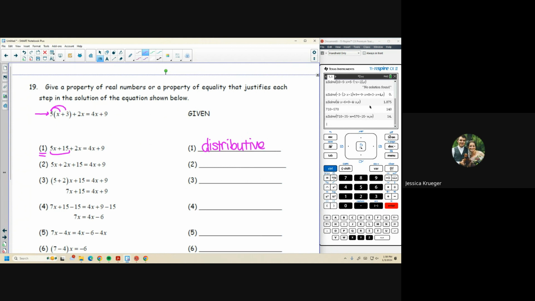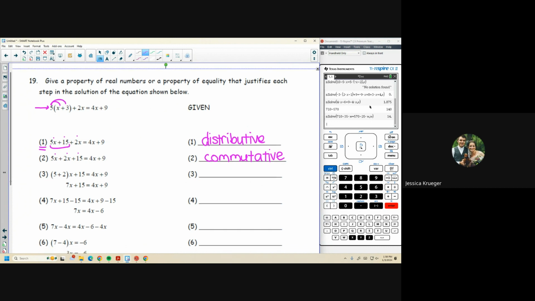Between step 1 and step 2, what changed? Well, in step 1, I have 5x, 15, and 2x. And now I have 5x, 2x, and 15. So the order changed. So this would be the commutative property. I am not going to require you to write if it's commutative of addition or multiplication. You can just write commutative.